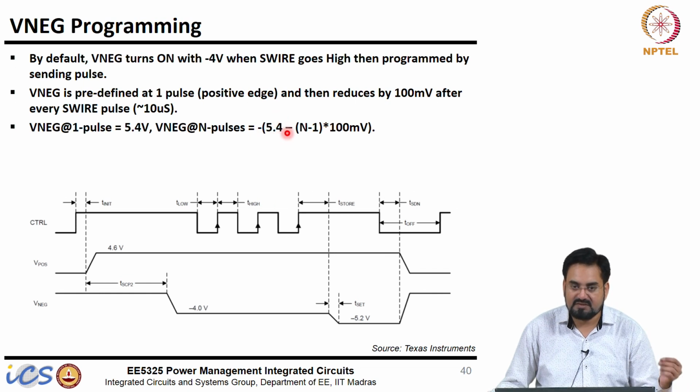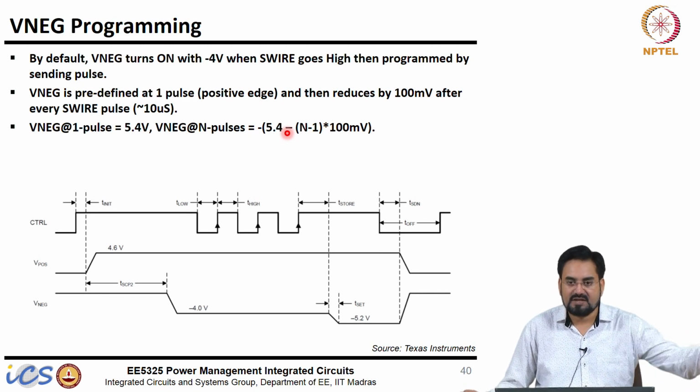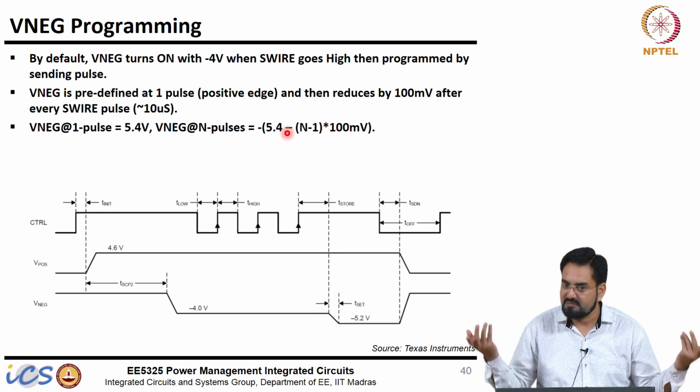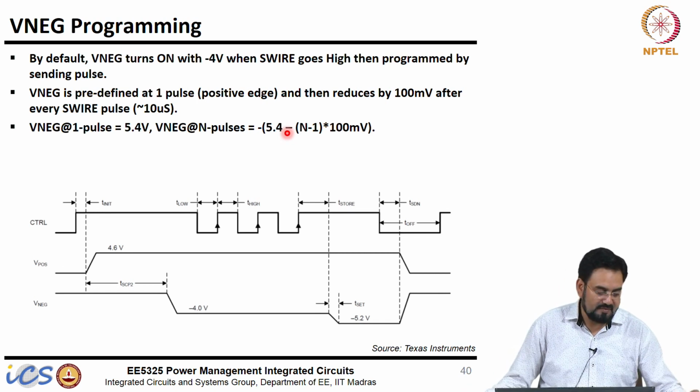Whatever the one pulse value is, it may vary from part to part. Let's say you get one TI part and one ST part, okay. So, you have to look at the data sheet for what one pulse they have set in there. It's not necessary that all devices will have minus 5.4 volt. One may have minus 4 volt, another may have minus 5.4 volt.